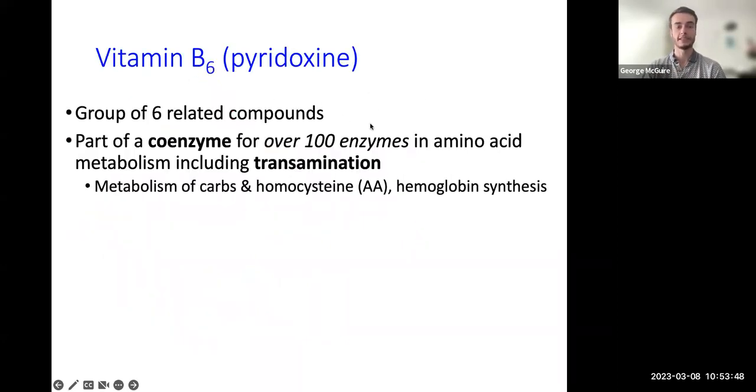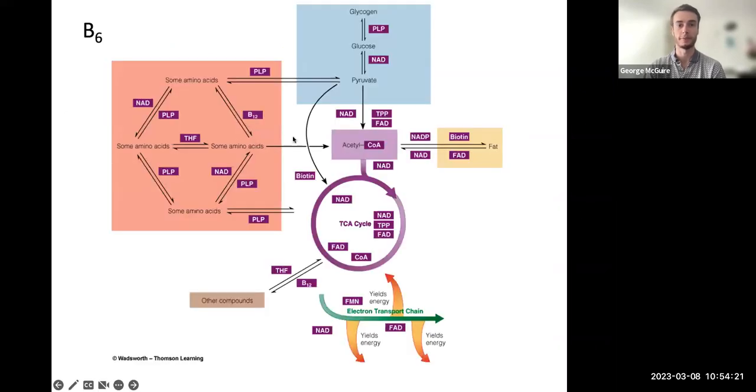Right? B6 is a group of 6 very closely related compounds. This is part of a coenzyme for over 100 different enzymes, mainly in our amino acid metabolism, including transamination, so the changing or creation of new amino acids by moving amine groups, and plays a role in our homocysteine metabolism, which we're going to talk about again here very soon, as well as our production of hemoglobin, which is the protein that is going to carry oxygen within our red blood cells. So very important for that. So we can see B6 showing up as the coenzyme PLP here in various different processes.